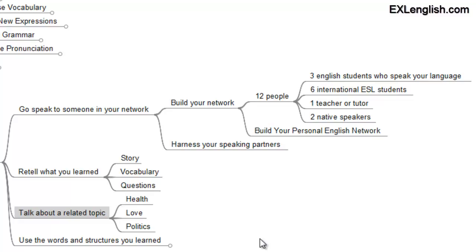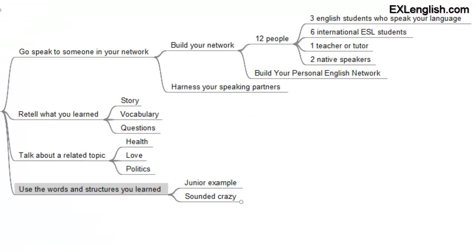So even if you don't actually go out and retell the same story or say what you learned, if you talk about something related to that topic, you can still use those same vocabulary words and grammar structures and practice pronunciation that you were learning.